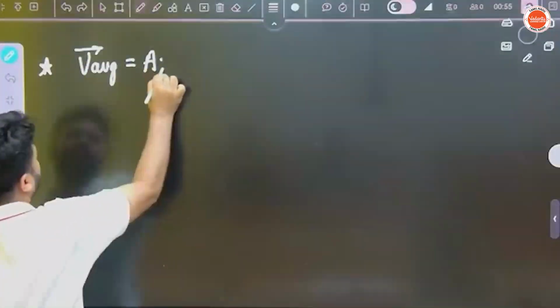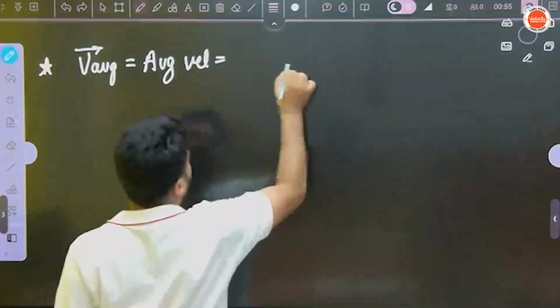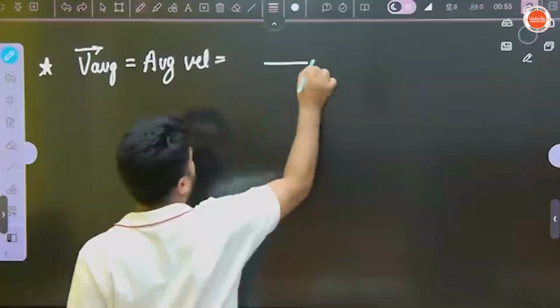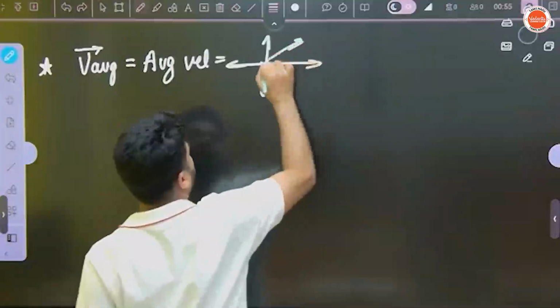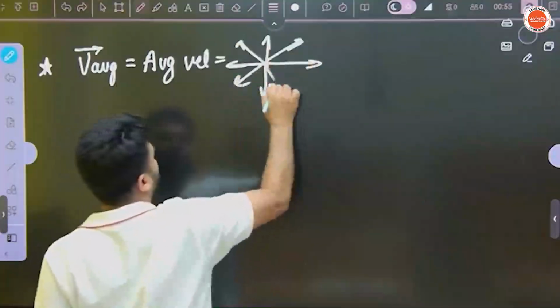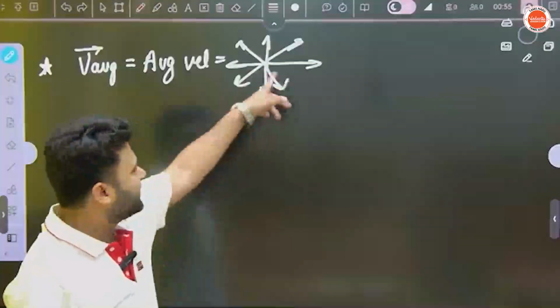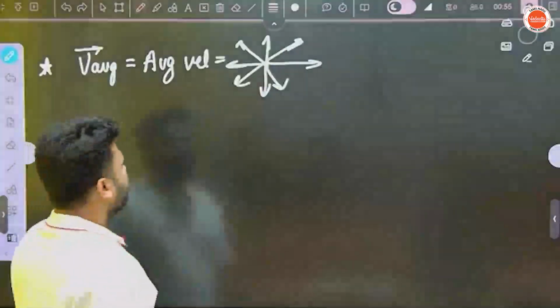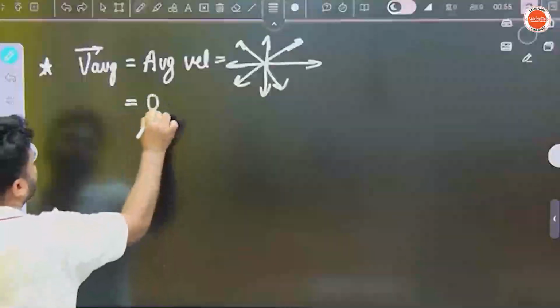Average velocity of gas. Due to the random motion, some molecules are going in one direction, some are moving in another. Due to all this random motion, the net effect can cancel out, right? So if someone asks, the average velocity is always 0.